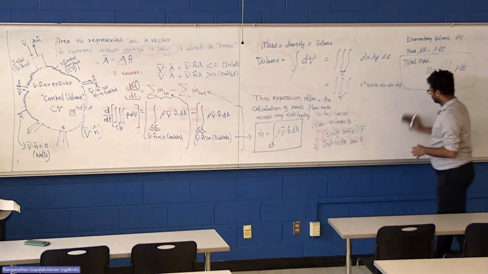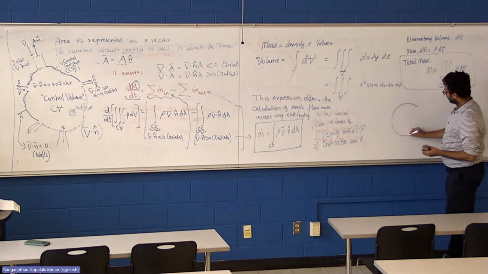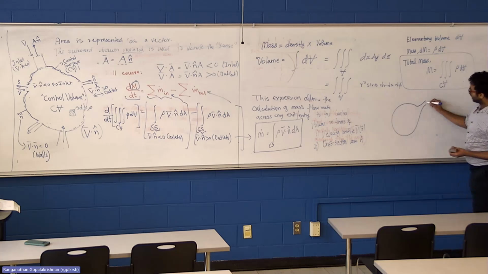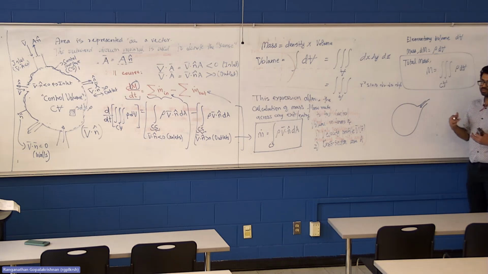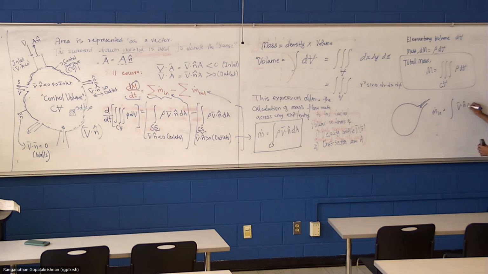Think about this example for me. Let's say you have a balloon and you are blowing air into the balloon. How will you estimate the rate at which mass is entering the balloon? Or in other words, how will we get mass in? That will be the velocity with which you inject air. So that will be integral v dot n dA over the single surface that you have here, CS1.